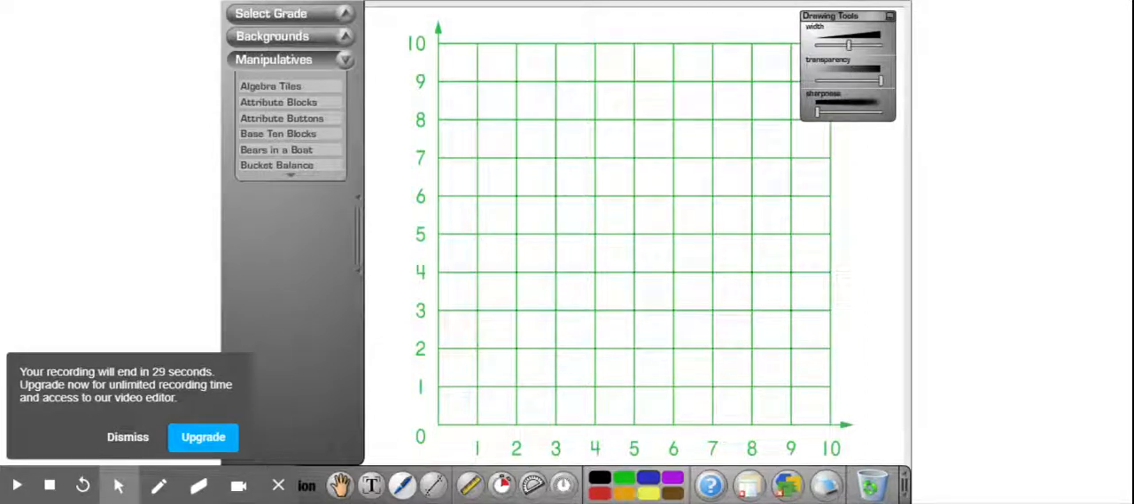Everyone. Today we're going to talk about identifying and plotting points in a coordinate grid. So on our previous slide, we looked at a Cartesian plane, and this grid here is really just the first quadrant on our Cartesian plane. We can call it a coordinate grid.